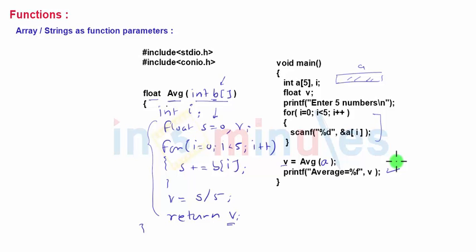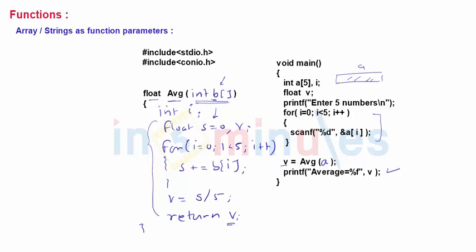So basically, while passing array as a parameter, you have to mention the type of the array, name of the array, and size is optional. We can have some more parameters also in the function. It need not be only single array. It can be array with other parameters too.